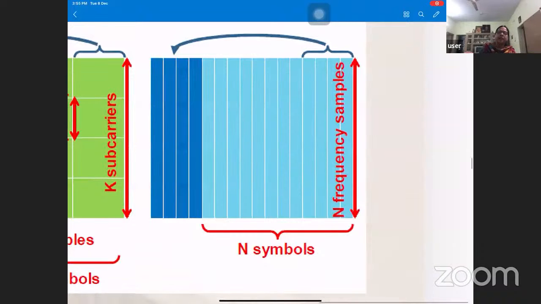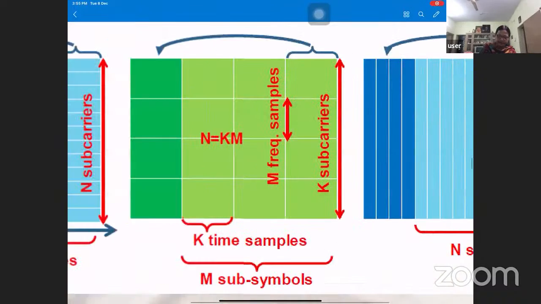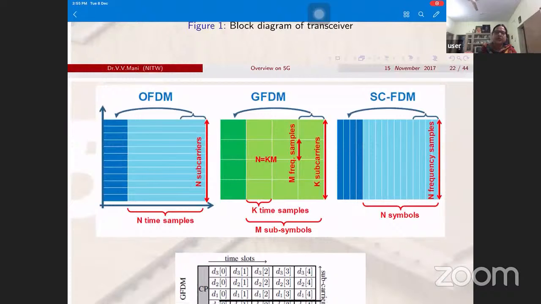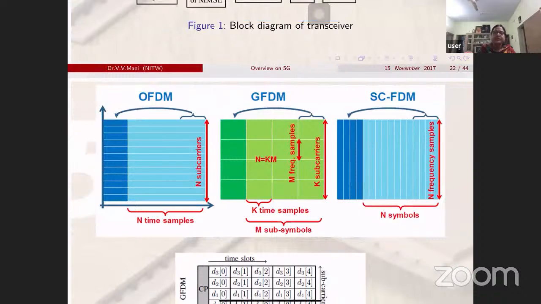And N frequency samples. Now, how are these two merged together to go to GFDM, generalized frequency division multiplexing? If you look at this scenario, my N is actually K into M. So I'm using N time samples across all the N subcarriers. That means on each subcarrier, I'm using capital N number of time samples.